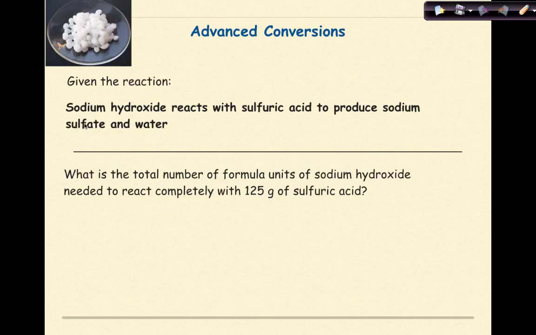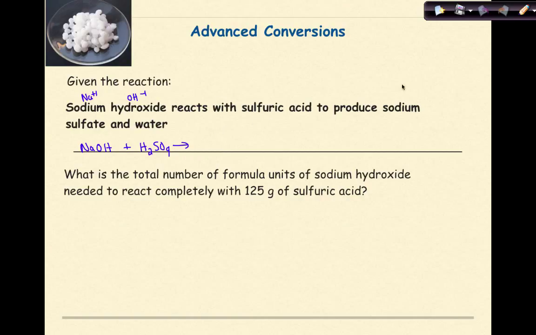All right, the next one. Sodium hydroxide reacts with sulfuric acid to produce sodium sulfate in water. Sodium hydroxide. We know that sodium is Na plus 1. Hydroxide is OH minus 1. Sulfuric acid. You should know that acid. So when I write this formula out, this is going to be NaOH. Sulfuric acid is H2SO4 to produce sodium sulfate.